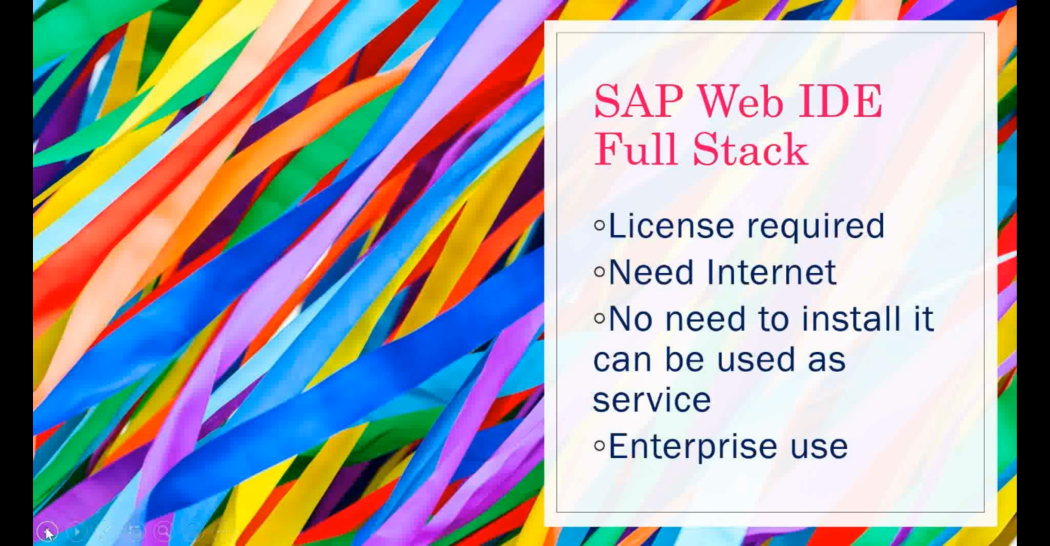The other one is SAP WebIDE Full Stack. To use this one we need a license, but we need not install it on a local machine. We can use it as a service like other services, Gmail or Facebook. Here the internet is mandatory. This is mainly designed for enterprise use. Using WebIDE Full Stack we can develop enterprise applications.